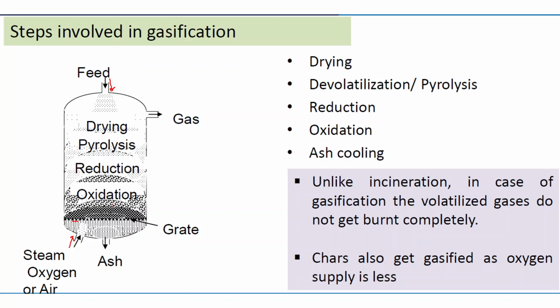Here we can see that oxidation takes place where the steam is introduced from below. The temperature is highest in this zone and it starts to decrease, and is lowest in the zone where the effluent gas, that is flue gas, comes out. So these are the processes I explained: drying, pyrolysis, reduction, oxidation, and ash cooling. Ash cooling is what happens after the combustion: ash gets accumulated on the grate or gets sieved out from below.